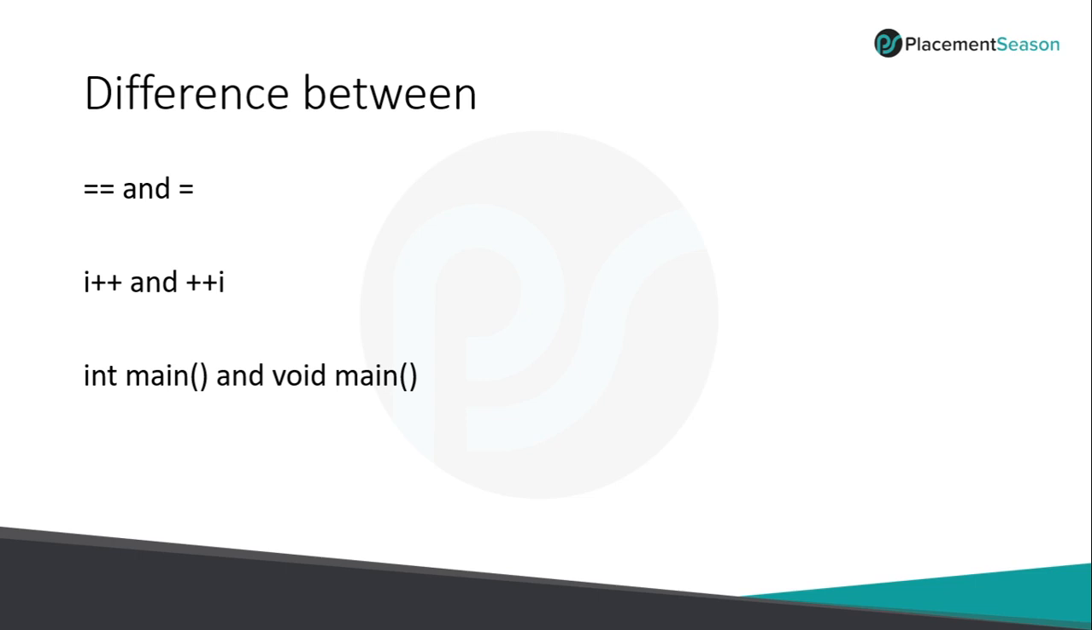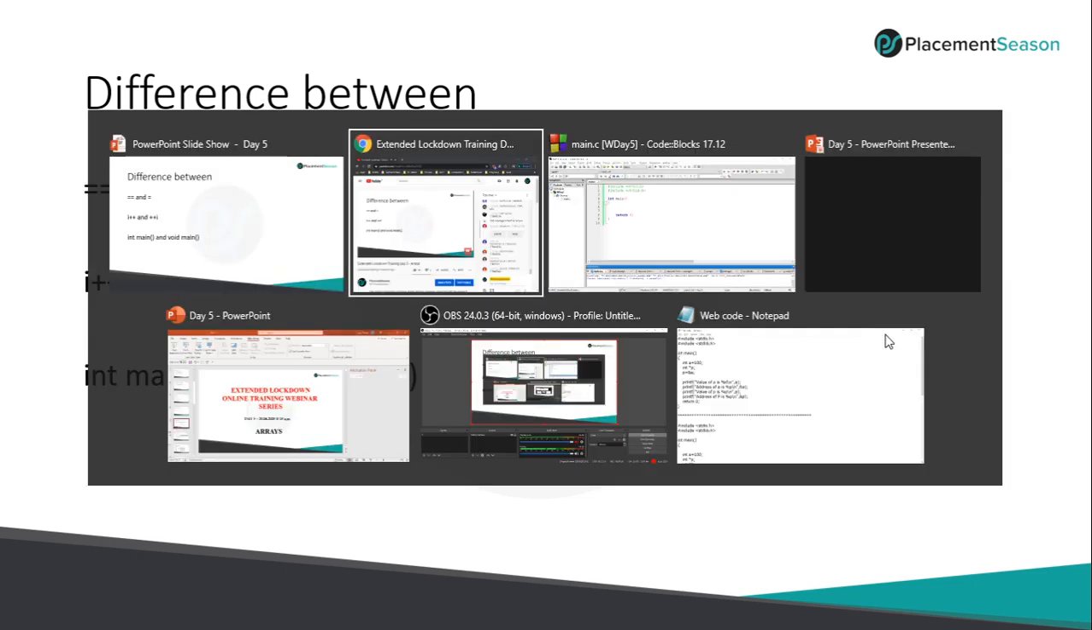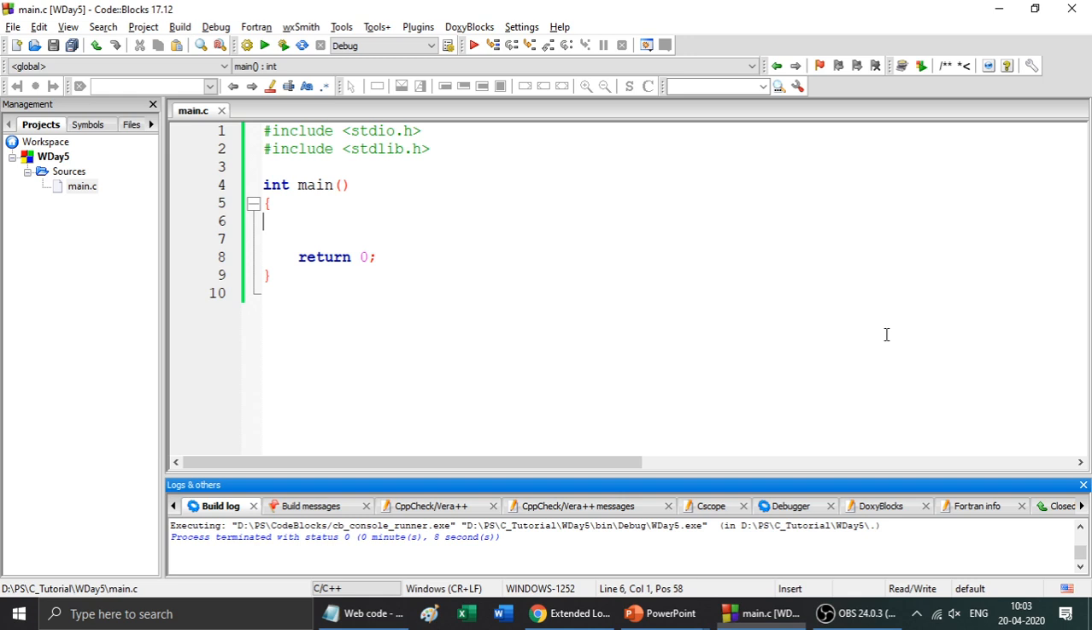So first, what is the difference between double equal to and single equal to? Then we will discuss the pre-increment and post-increment, that is i++ and ++i. Similarly, the same applies for i-- and --i. And then we will discuss the differences between int main and void main. So let's go to the Code::Blocks IDE and write a simple program so that you can predict the output, and then we'll learn from that.